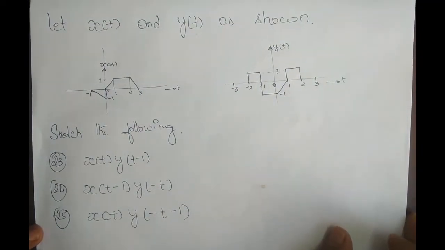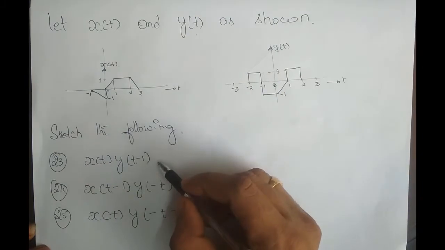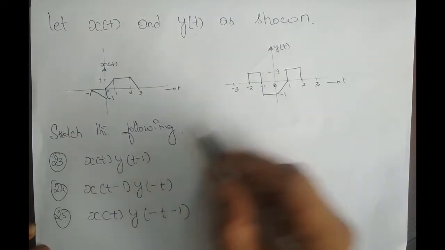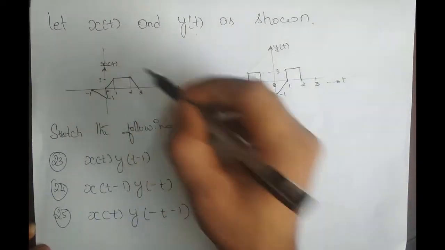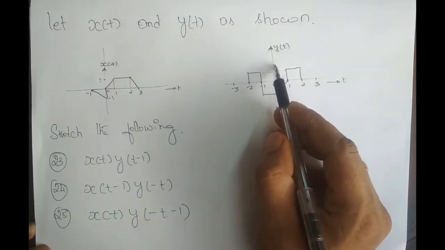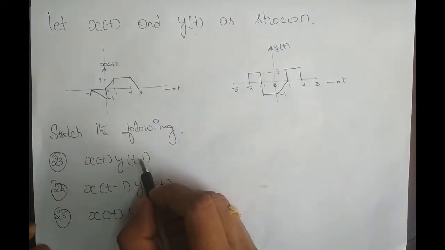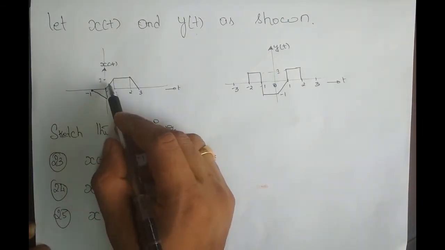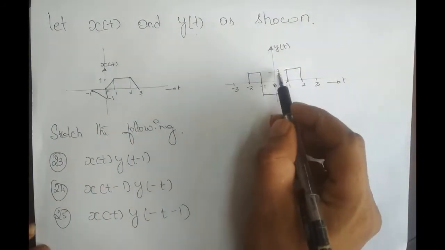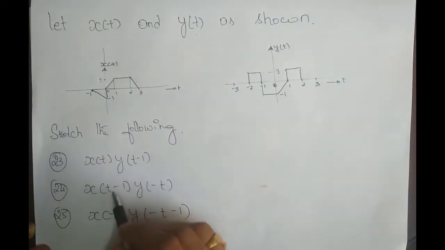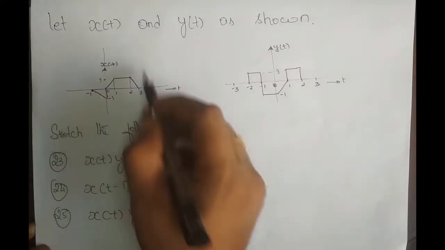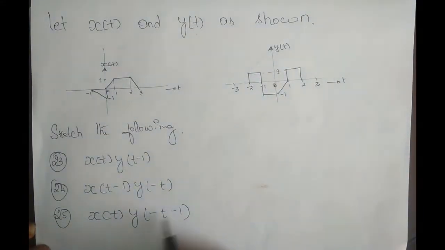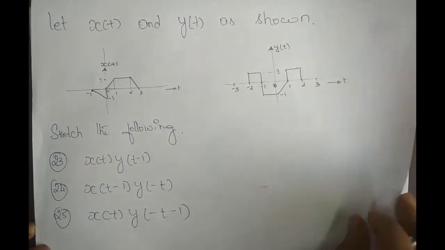So these are the signals x of t and y of t given, and I need to sketch the following. First, I have to sketch x of t multiplied with y of t minus 1. So x of t is this signal, and this has to be multiplied with y of t shifted right one time. Why right one time? Because I have minus 1, right? Next I need to sketch x of t minus 1, which is this signal x of t shifted right one time, and y of minus t, the mirror image of y of t. These two have to be multiplied. The third one is x of t as it is, multiplied with y of minus t minus 1. This involves the precedence rule: I need to shift it right one time and then take the mirror image. So we shall take up one by one.